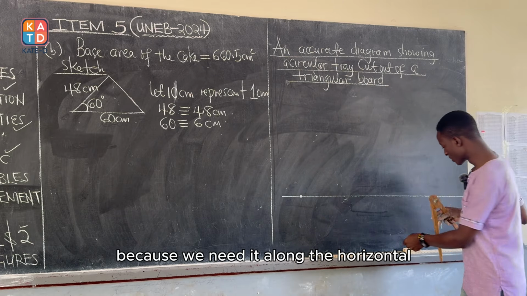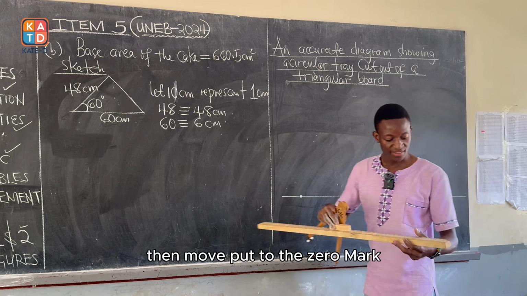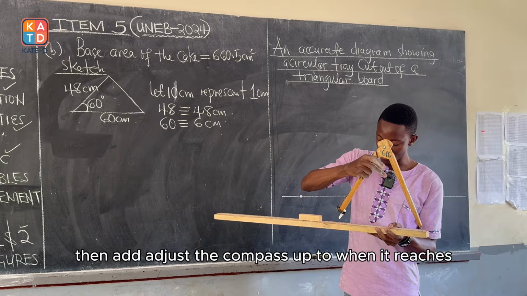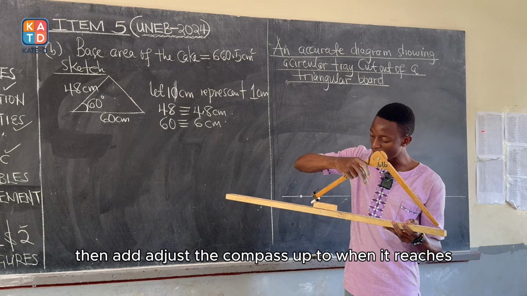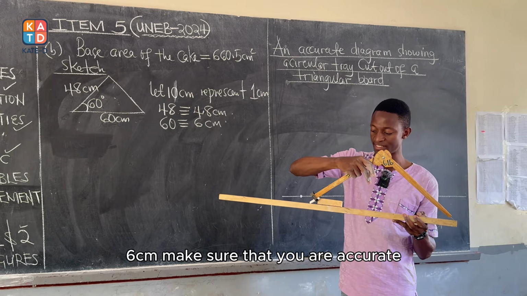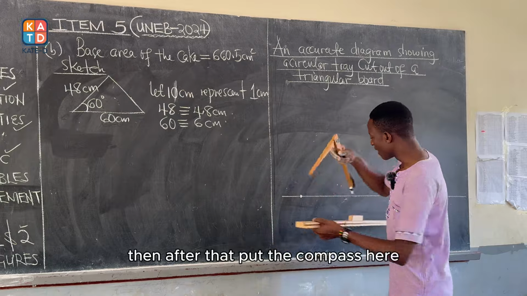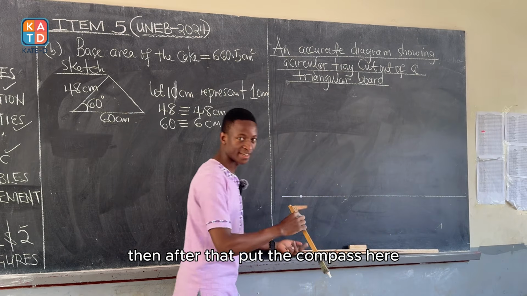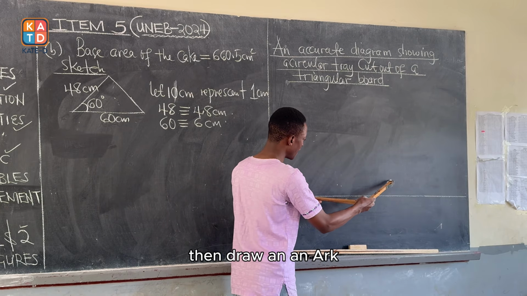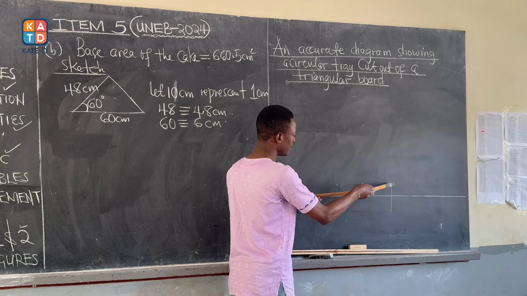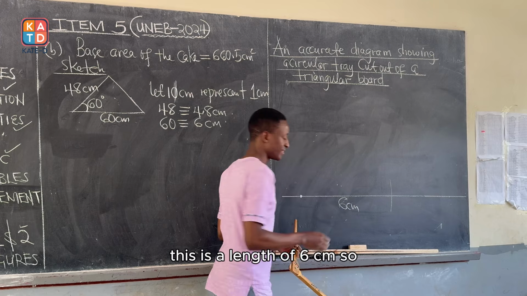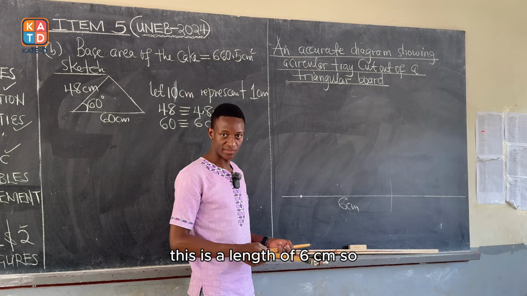along the horizontal. So you get your ruler, then put to the 0 mark, then adjust the compass up to when it reaches 6 centimeters. Make sure that you are accurate. Then after that, put the compass at the mark which you have made, then draw an arc. So this arc we have drawn is actually showing us that this is a length of 6 centimeters.